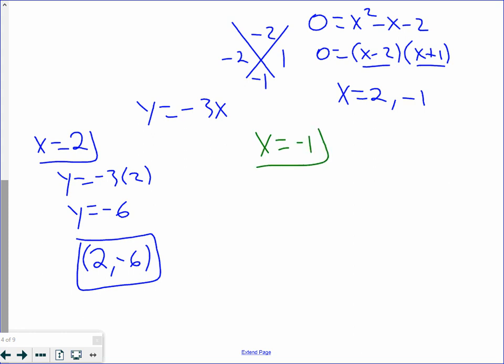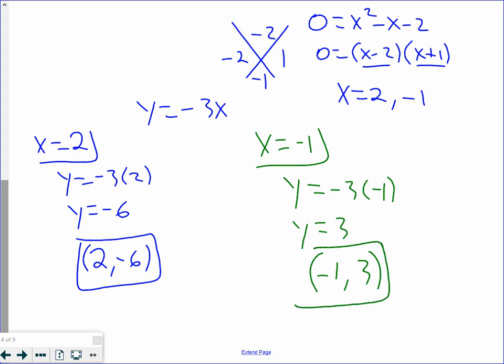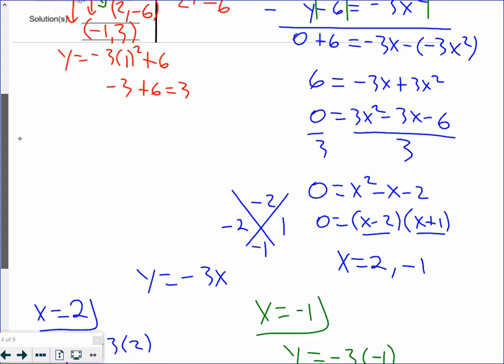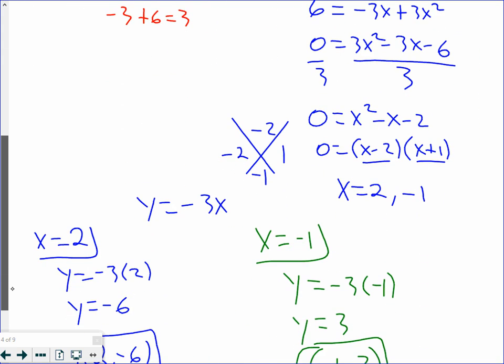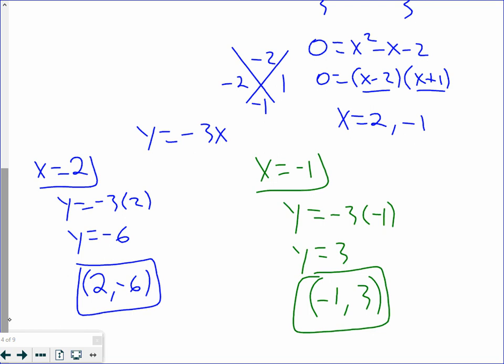Now we'll do the same thing when x equals negative 1. So when x equals negative 1, we'll plug it into the same formula. So y equals negative 3 times negative 1, or y equals positive 3. Or our answer is negative 1, positive 3. And we can see that this answer right here, the 2 comma negative 6 and negative 1 comma 3, are the same exact answers we got when we solved it graphically. So it's the same exact answer. We'll get the same exact thing because it's the same exact problem. We should get the same thing. And that's what we got.